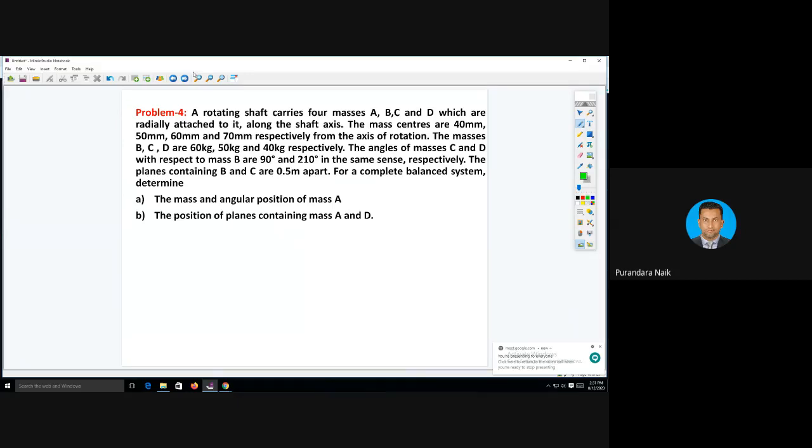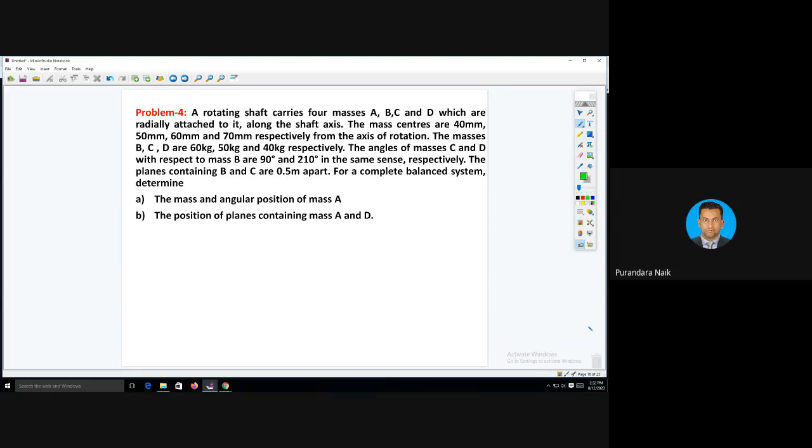The next problem on balancing of rotating masses is the fourth one. A rotating shaft carrying four masses A, B, C, and D, which are radially attached to it along the shaft axis. The mass centers are 40 millimeter, 50 millimeter, 60 millimeter, and 70 millimeter respectively from the axis of rotation. The masses B, C, D are 60 kg, 50 kg, and 40 kg respectively.